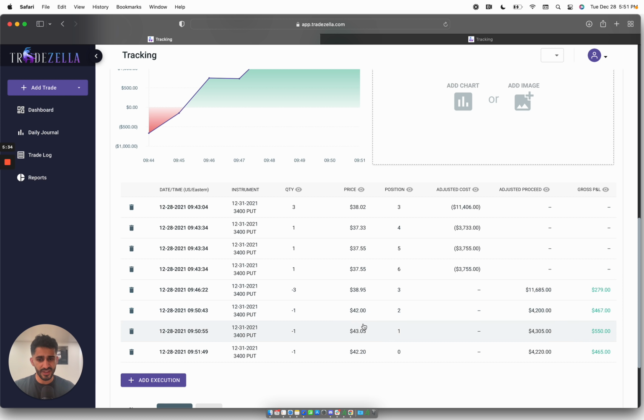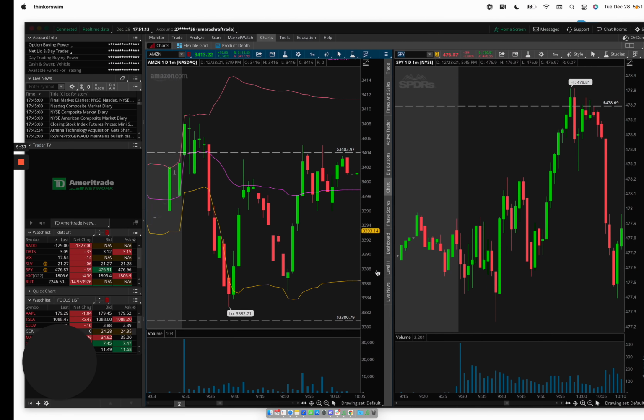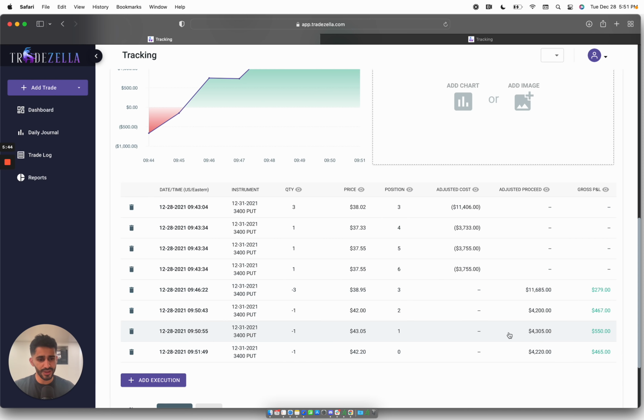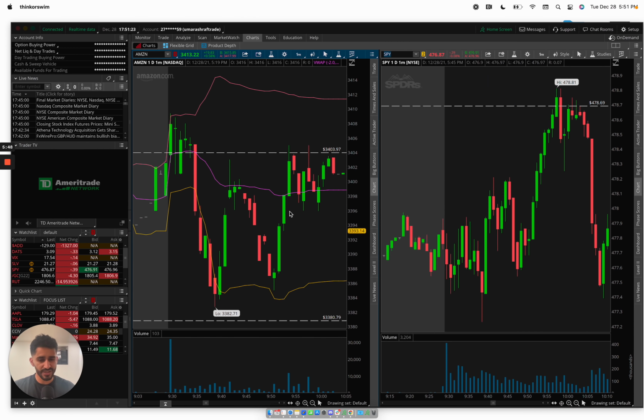But if you guys see, 4 minutes later is where I scaled out around 42, 43 bucks, which was around 950. And that was right here. This is where I got out, and getting out right here, that netted me about 1500 bucks in the trade. And basically that was the whole trade.